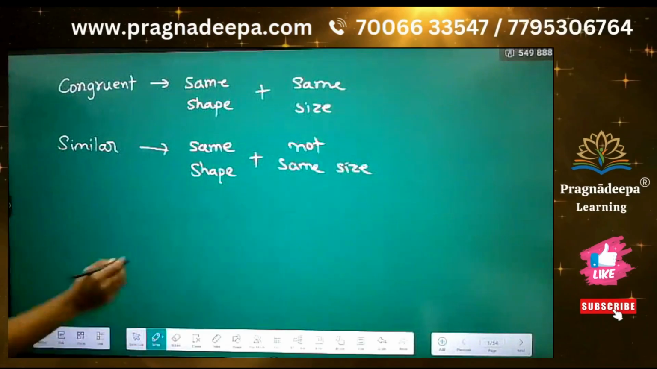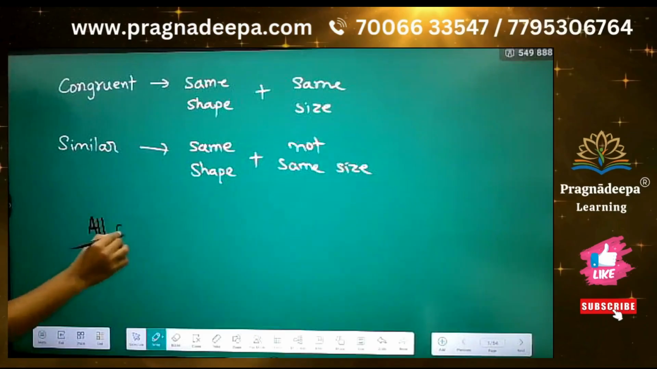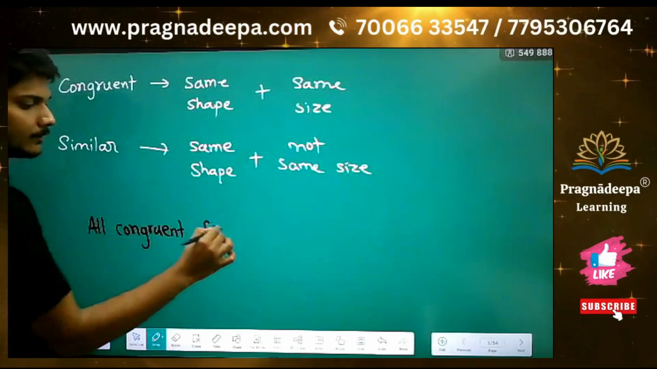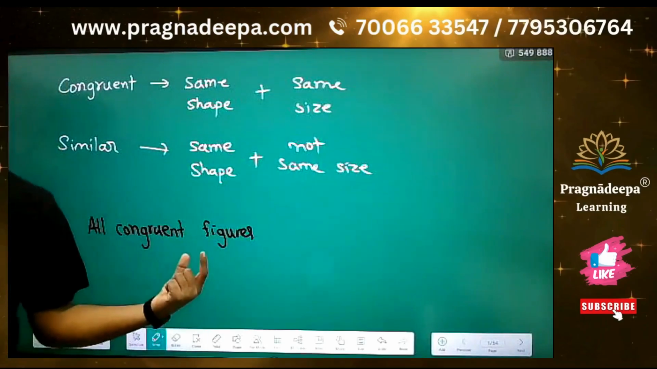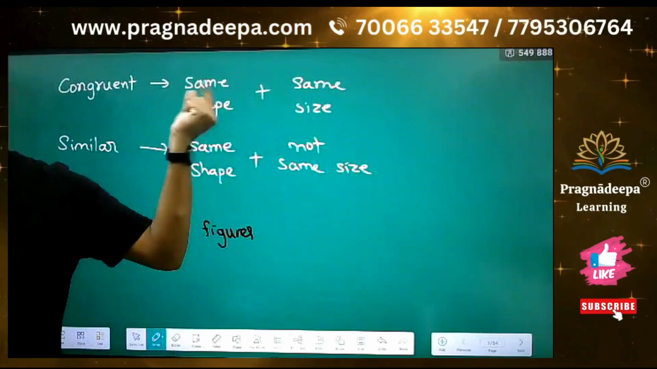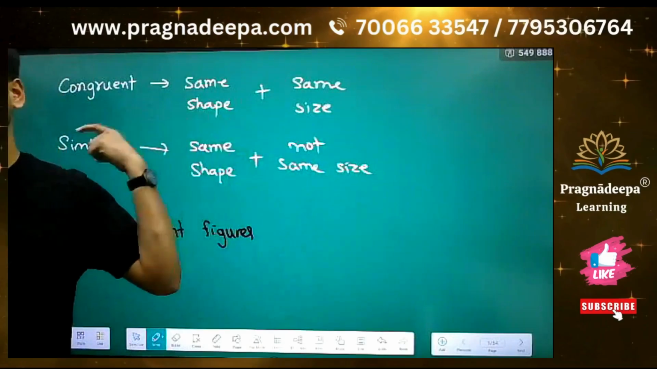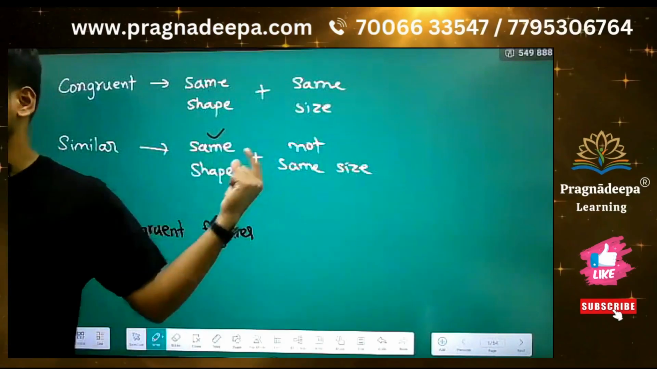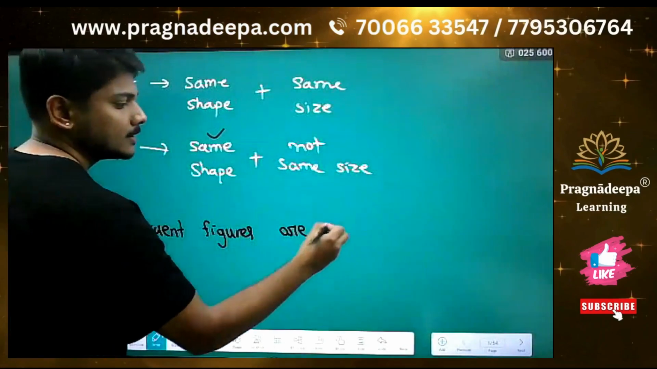So ಏನದು, all congruent figures are similar. All congruent figures are similar because ಯಾಕೆ ಎಲ್ಲ congruent figures similar ಆಗುತ್ತೆ? Because congruent figures have same size as well as same shape, so that satisfies the criteria of similar figures. So similar figures ಗೆ same shape ಇದ್ರೆ ಸಾಕು, so ಅದನ್ನ satisfy ಮಾಡ್ತಾ ಇದೆ. So therefore all congruent figures are similar figures.